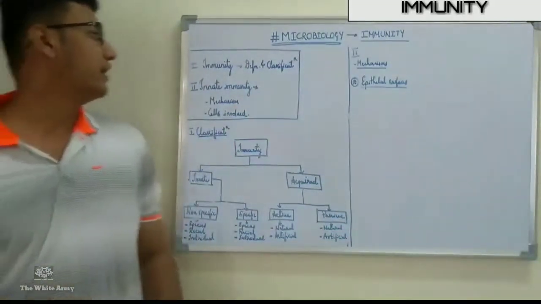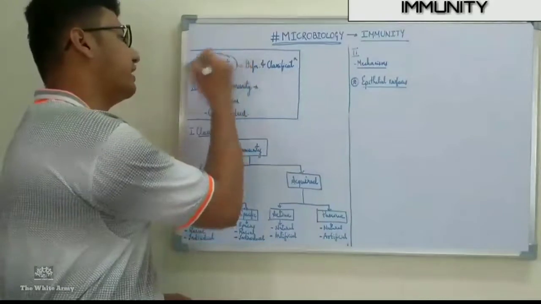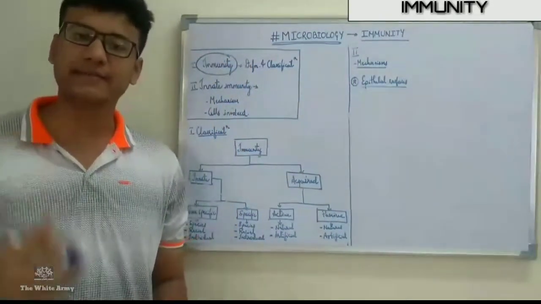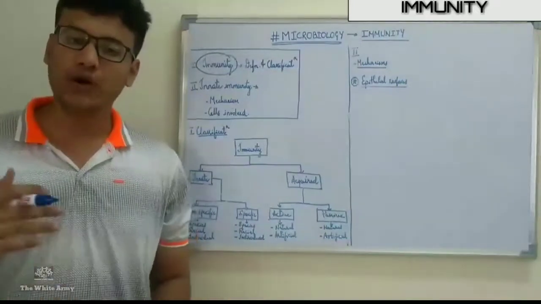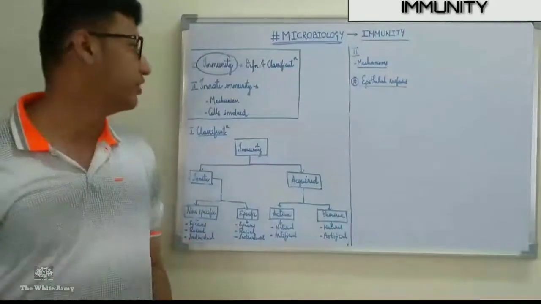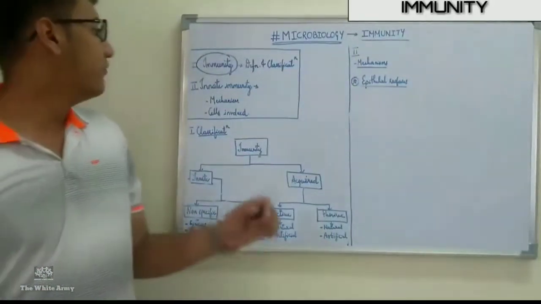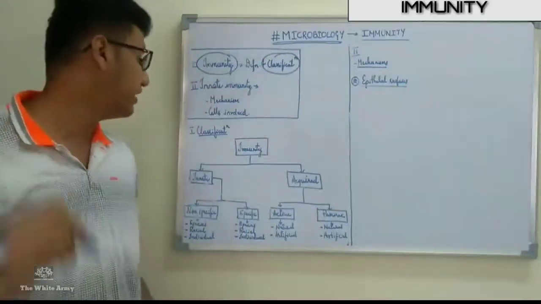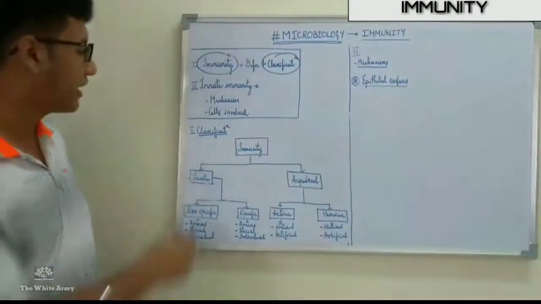First of all, we need to know what exactly immunity is. Immunity is defined as the resistance exhibited by the host towards the injury which is caused by microorganisms. We have learnt about the definition of immunity, and let's see about the classification.